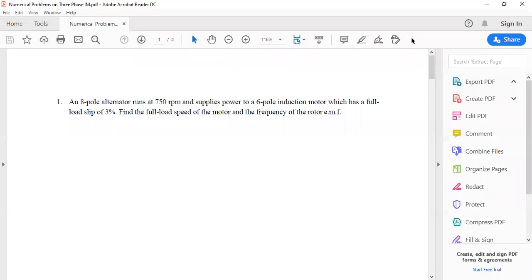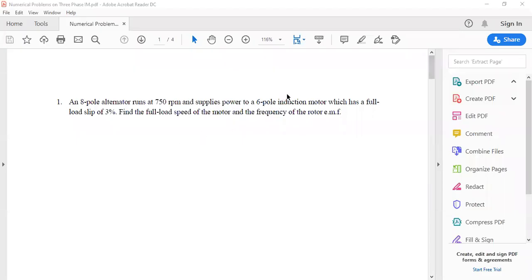Hello everyone. Today we are going to solve a few numerical problems related to three-phase induction motors, which are quite important for module 5. This is how you can generally come across this chapter on the three-phase induction motor. So this is a numerical problem to be discussed. Yes, the first problem is like this.